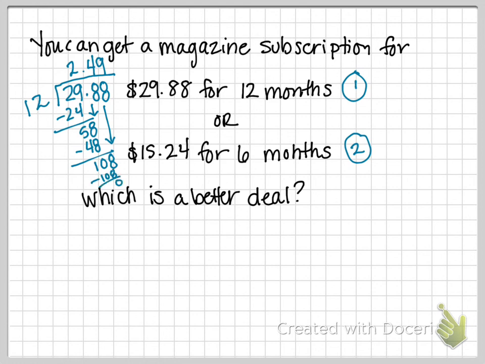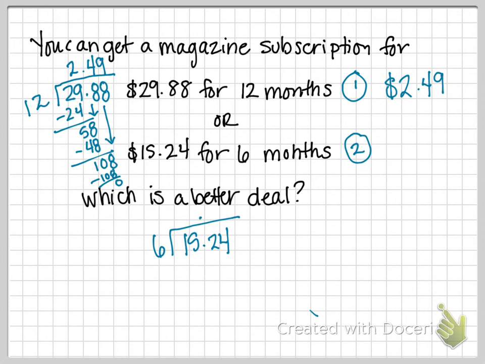So how much does subscription 1 cost per month? Dylan? Very good. $2.49 per month. Now, let's see how much subscription 2 would cost per month. What do we do? How do I set this up to figure it out? Hudson? You do 15.24 divided by 6. Perfect. 15.24 divided by 6, that'll tell us what we're paying per month for subscription 2.